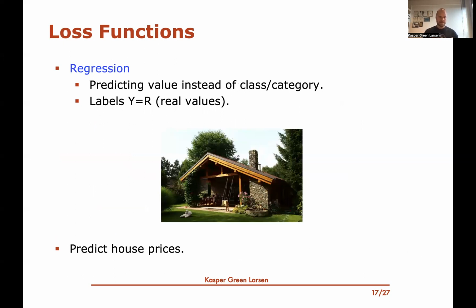So let's try to see that in action if we go to regression instead. If you remember, regression, instead of classification, is where we have to predict a value, in this case a real value, instead of a class or category. So the labels now are real numbers. The running example was: predict the price of a house.